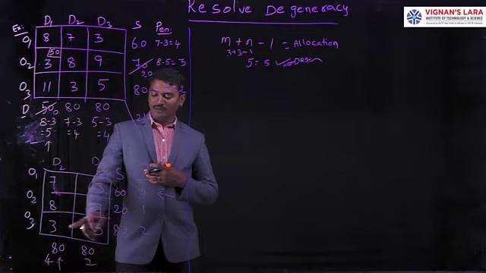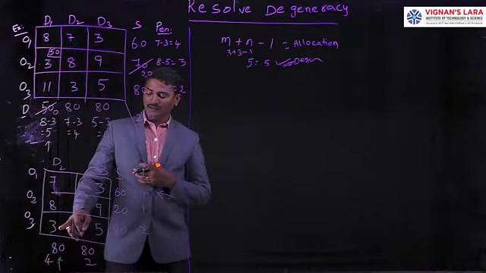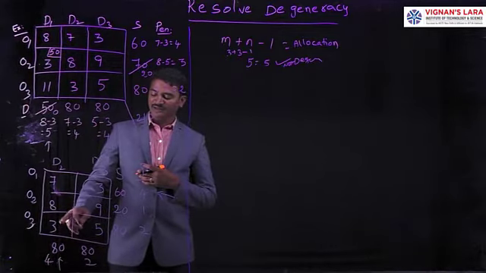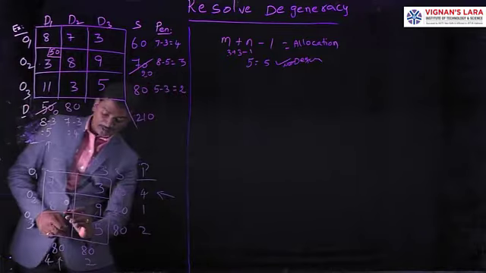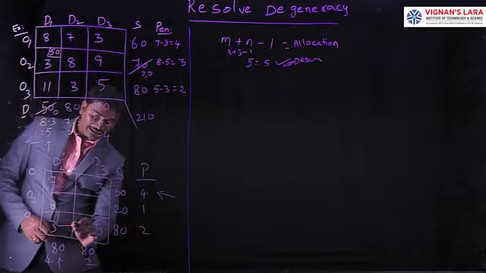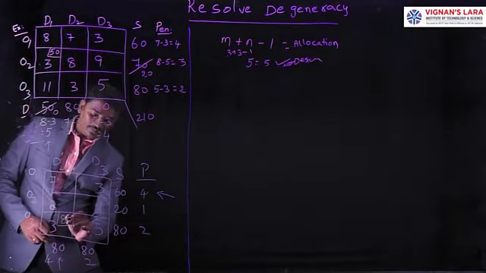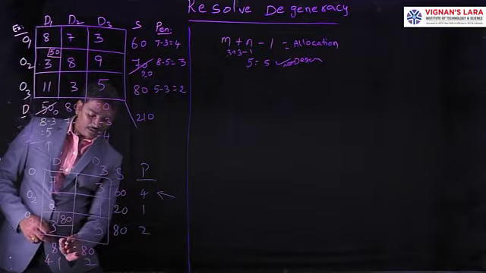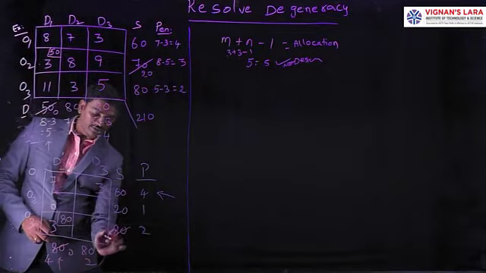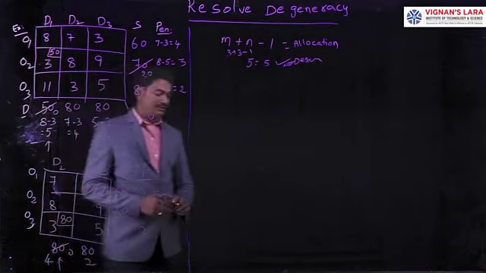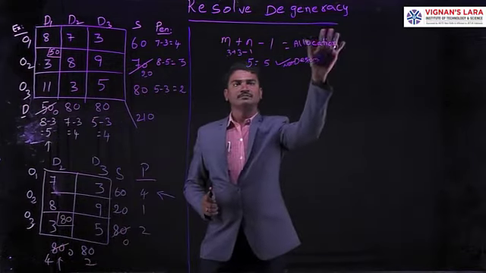So I would like to take this cell as an entering cell. Here I am going to enter 80 units at a time. After allocation, here we get 0 and here we get 0. Then coming to the next one.